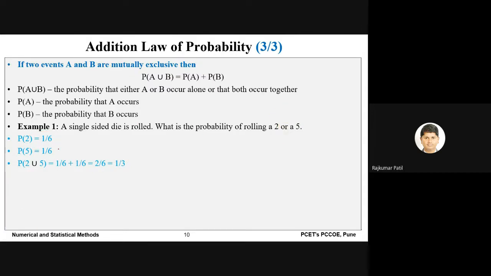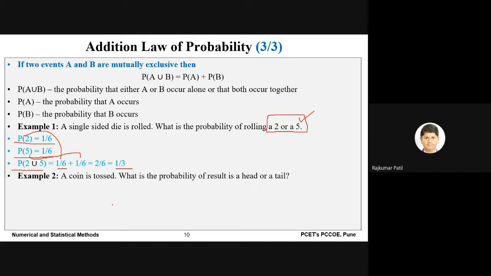So once again, the probability of getting 2 is 1 by 6, the probability of getting 5 is 1 by 6, and we are interested in 2 or 5. If we get an outcome of 2, we are fine. If we get an outcome of 5, we are fine. So the probability of 2 union 5 is 1 by 6 plus 1 by 6, that is the probability of getting 2 plus the probability of getting 5. And the answer is 1 by 3.